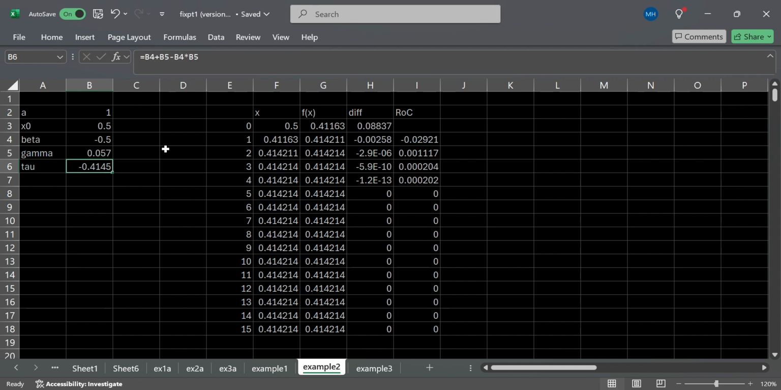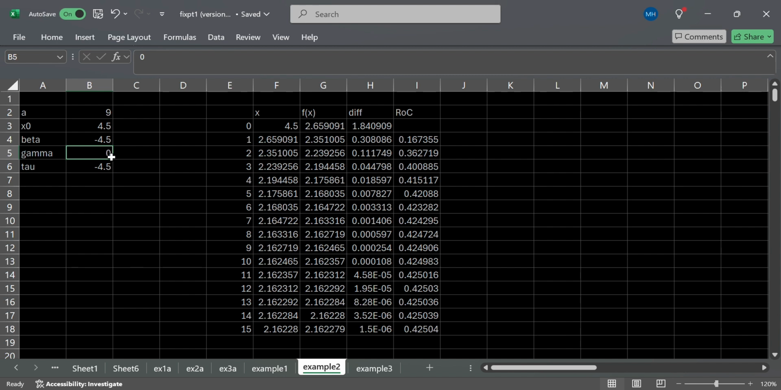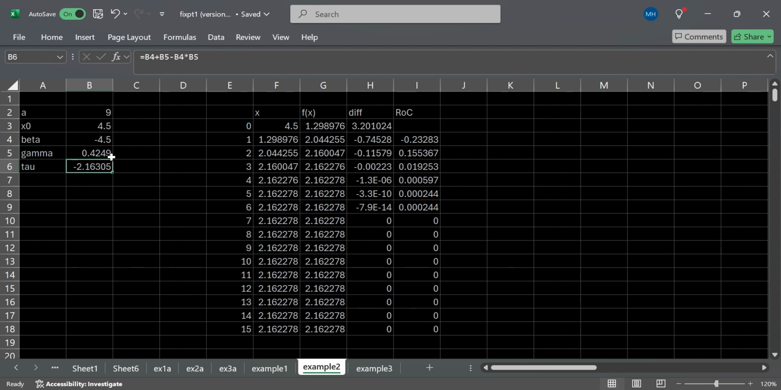Now when we choose a big value of A, like 1, it's a little bit more problematic. We are able to get it to converge, but it's harder. In an A of 9, it really takes some work to make it work.